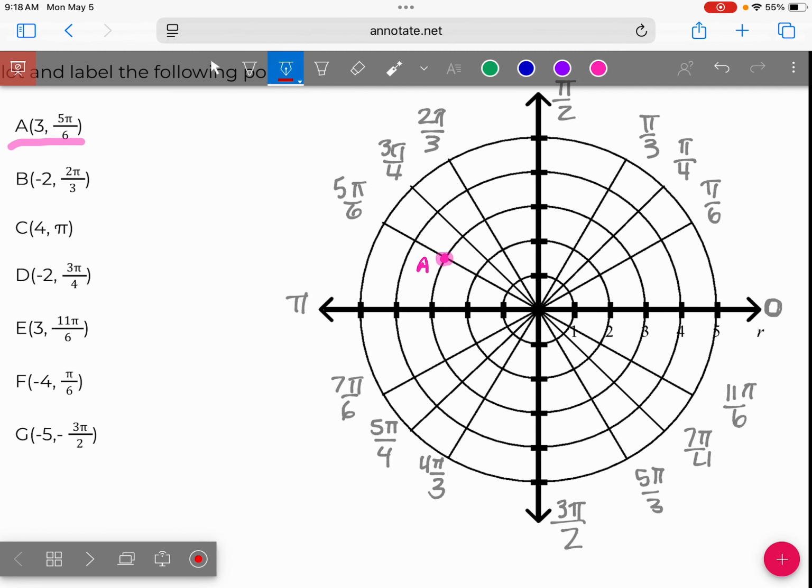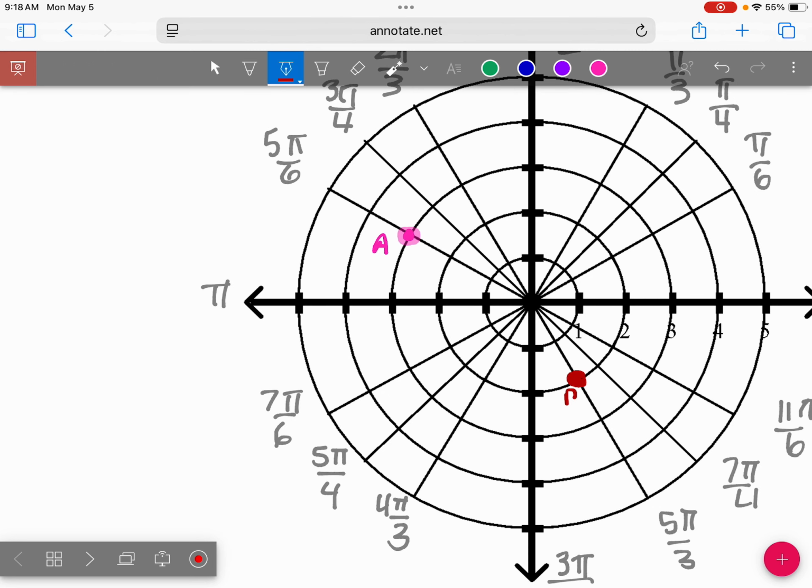So then let's do the same thing with B. Again, when we have the negative radius, it's the same kind of vibe. We have our angle at 2 pi over 3, so that's this guy right here. Radius of 1 would be here, radius of 2 would be here, 3, 4, 5. So if I need negatives, we're going to take this same line and continue it through -1, -2. So our point B will be right here. This guy is B.